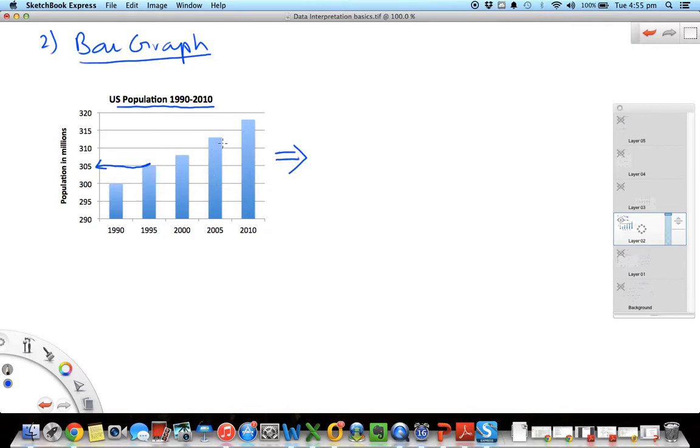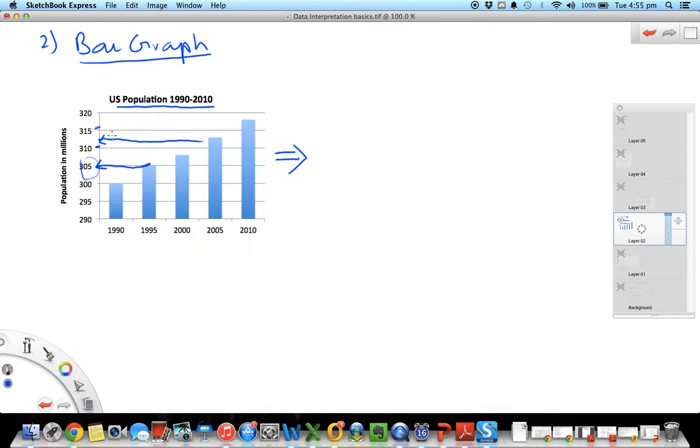Also, I would like to mention that the 1995 data point is easy to read. The population in 1995 is 305, right at the 305 line. But what about 2005? The population here is in the middle of 2 points, 310 and 315. So in this case, you just have to estimate. It's kind of in the middle, so you can say 312, 313, and do your calculations with that.